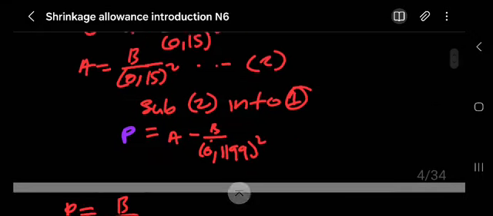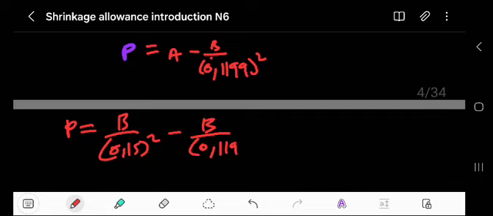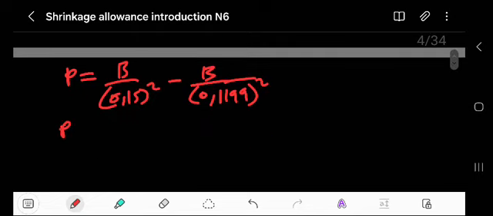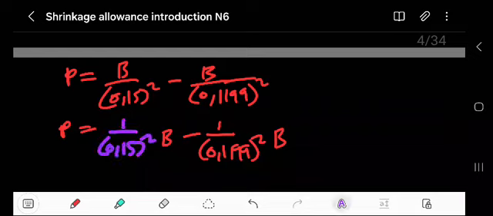into 0.15 squared, 0.15 squared minus b to 0.1199. Square this. I've been discussing this, guys. This is the same as 1 over 0.15 squared b like this, minus 1.1199 squared like this. So just subtract this on a calculator.